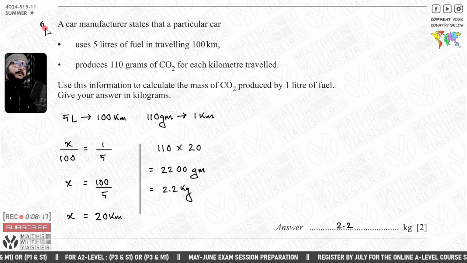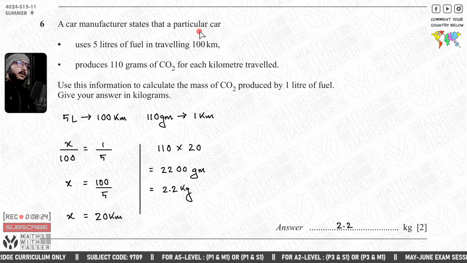Question number 6. A car manufacturer states that a particular car uses 5 liters of fuel in traveling 100 kilometers, and produces 110 grams of CO2 for each kilometer traveled. Using this information, calculate the mass of CO2 produced by 1 liter of fuel, giving your answer in kilograms. So let's first extract the data.